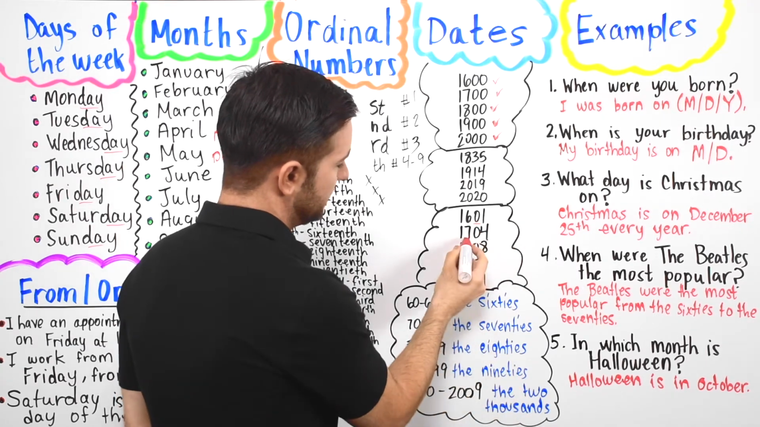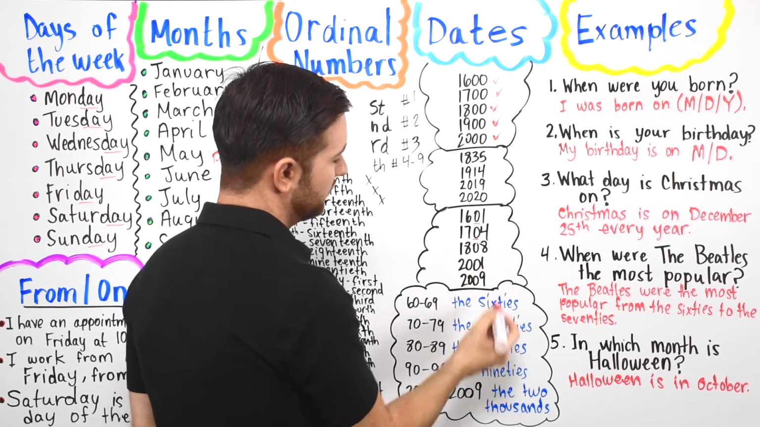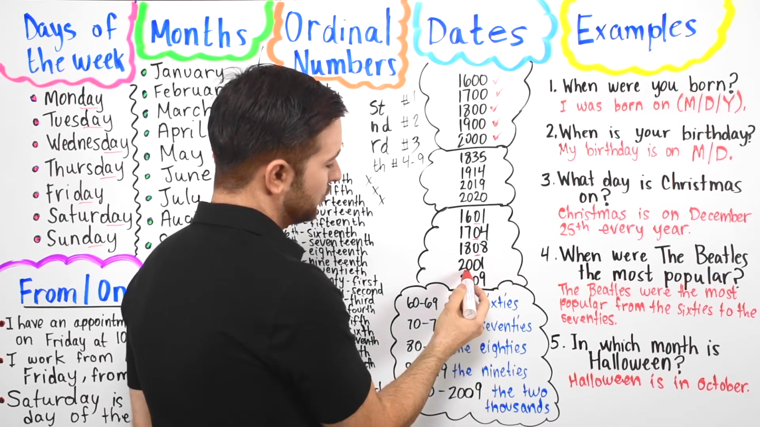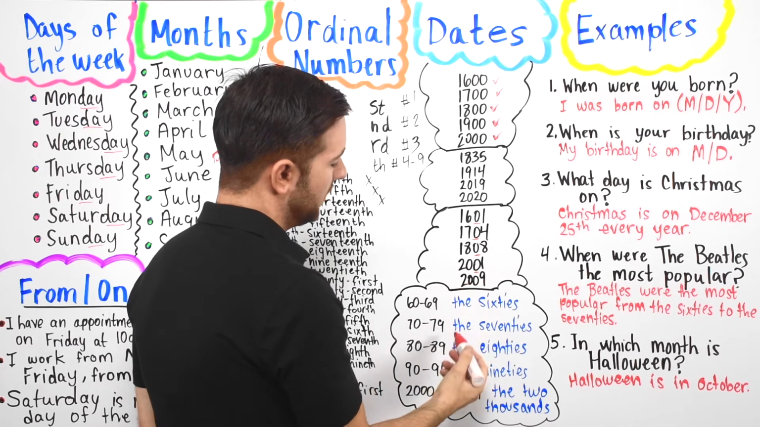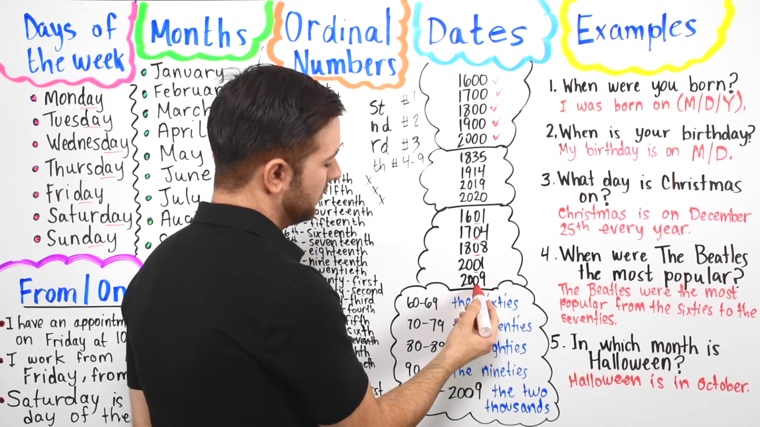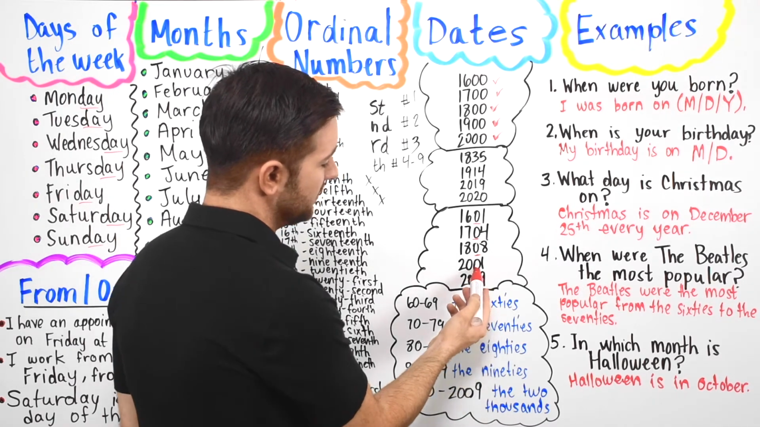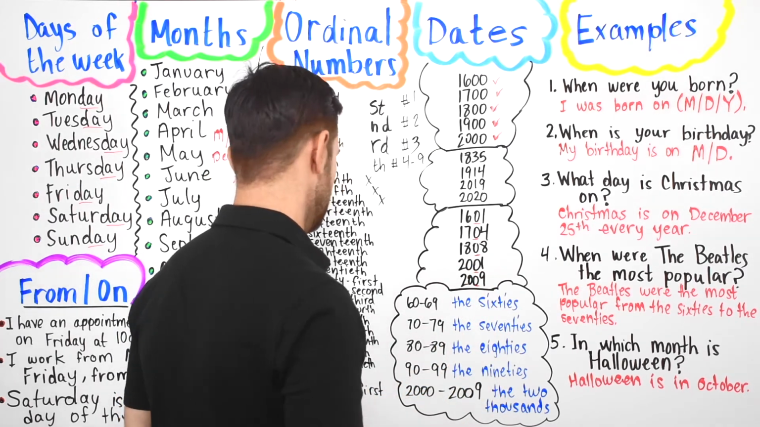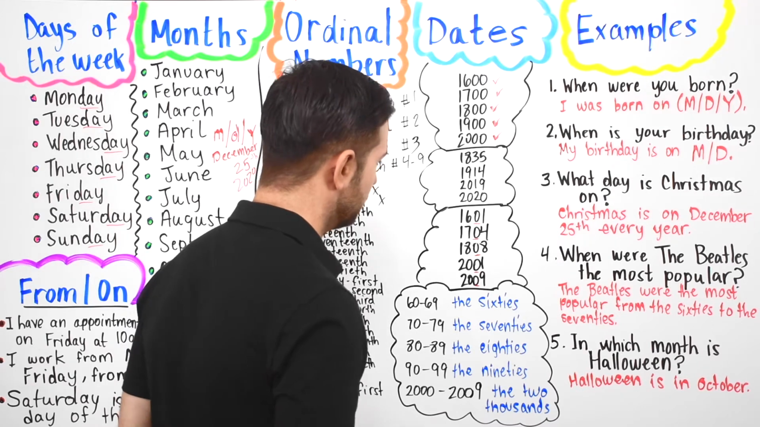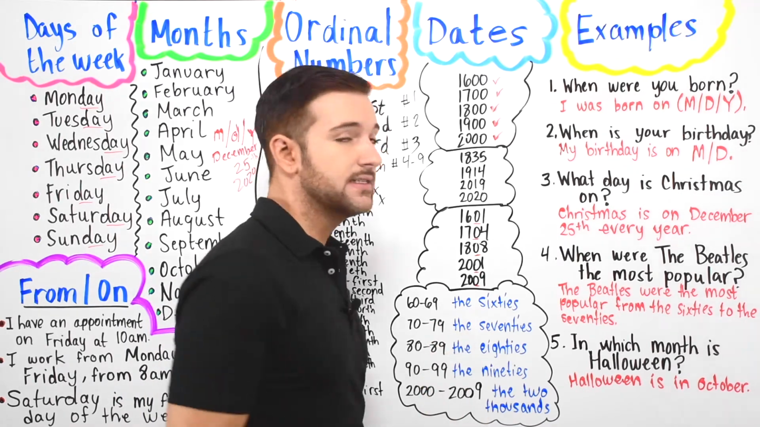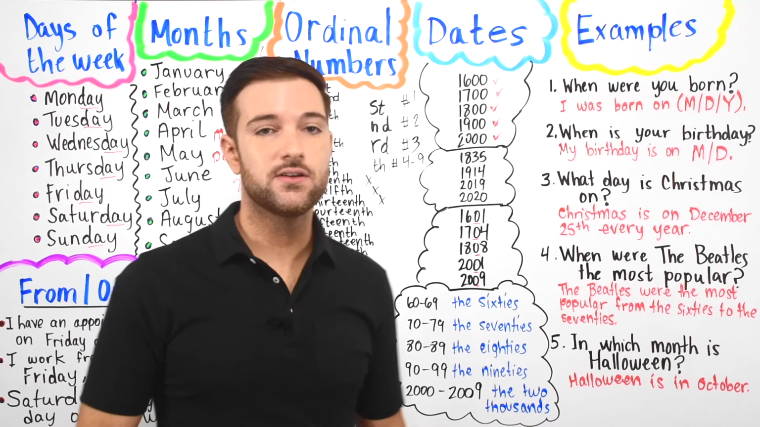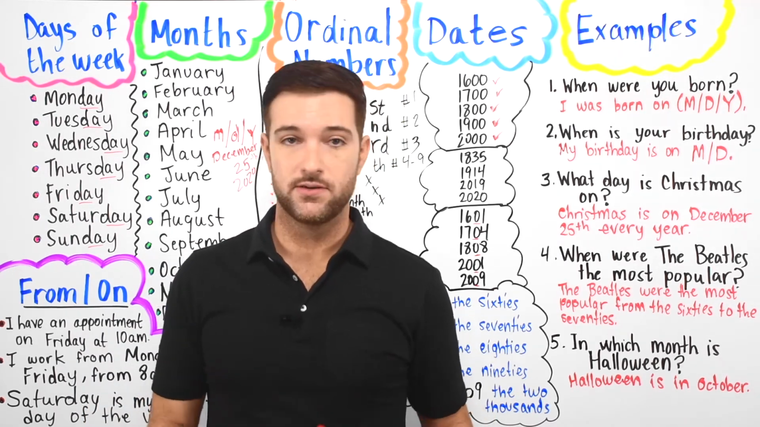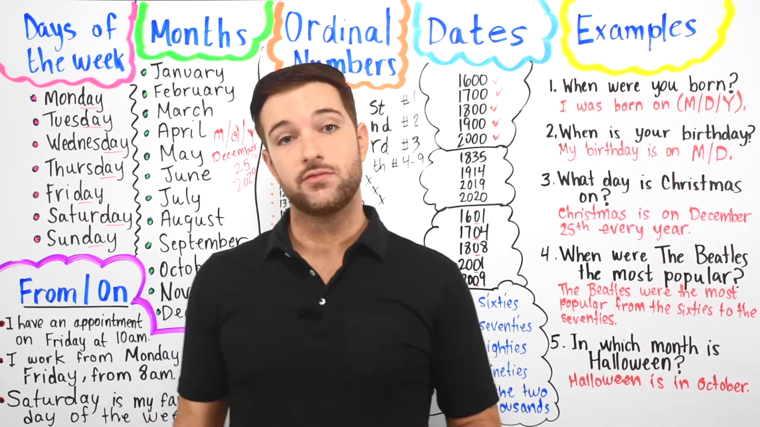1601, 1704, 1808, 2001, 2009. Remember, for these ones here, you could say 2001, 2009. Okay? 1601, 1704, 1808, 2001, or 2009.